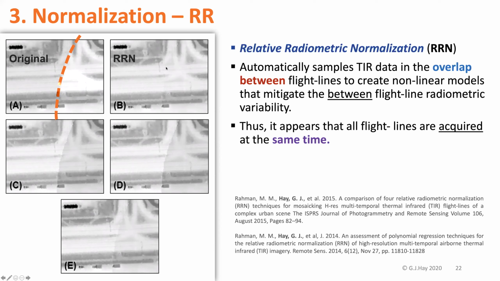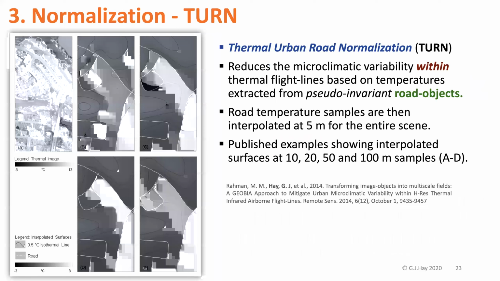What this does is it mitigates for the differences in thermal energy in the overlap between the flight lines. So we collect individual flight lines, we mosaic them together, but at that overlap, we need to make it look as if it was collected at a single moment in time. So we get rid of the difference between the flight lines. The next thing we need to do is figure out how to normalize the variability within the flight line.